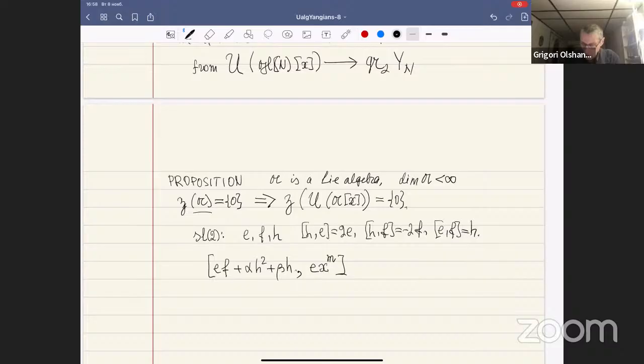Look, what happens when we commute with quadratic elements? No, I don't see. I'm sorry. I'm very sorry. I don't understand.